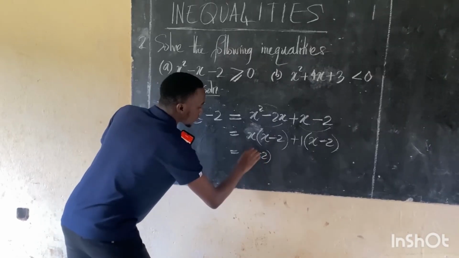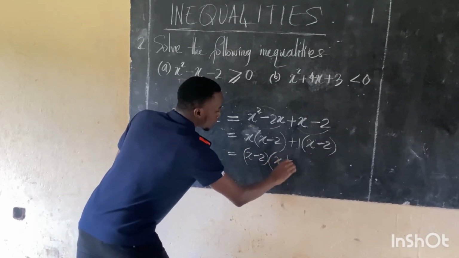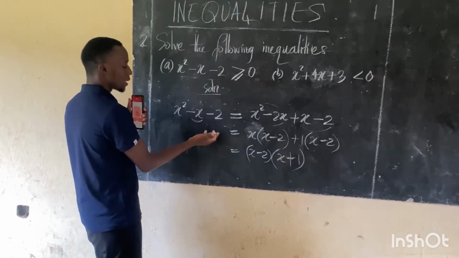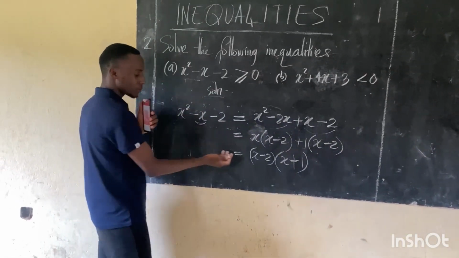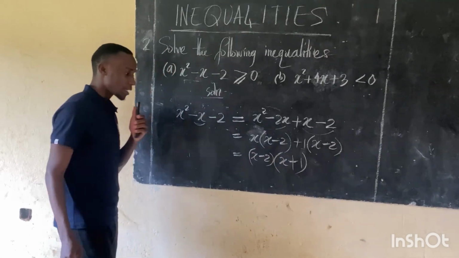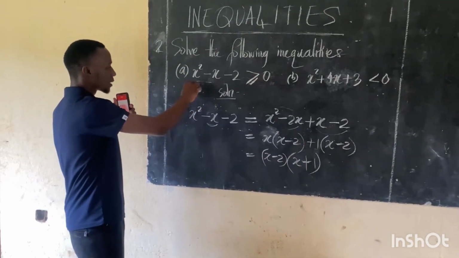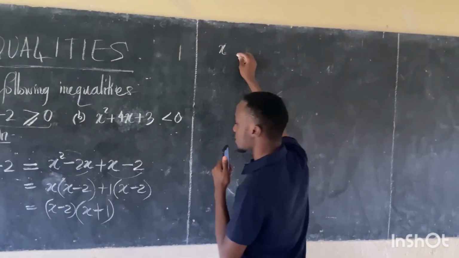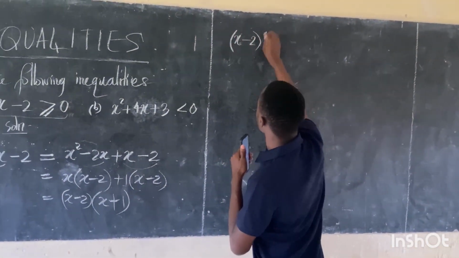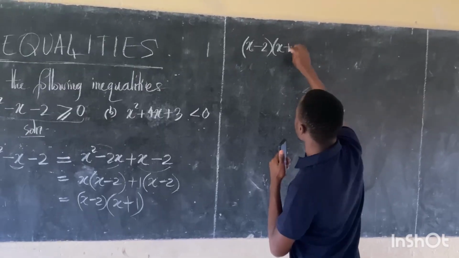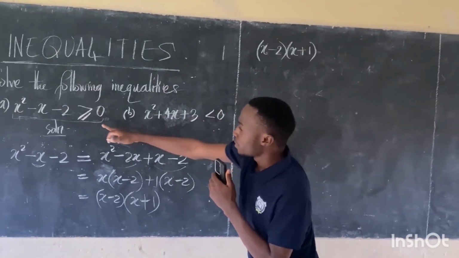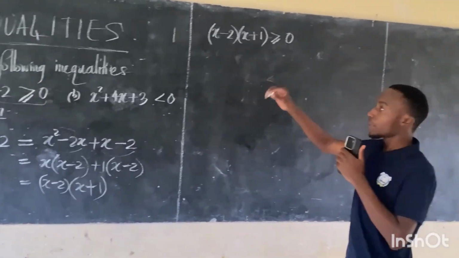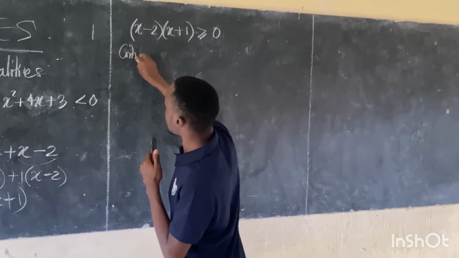So finally we get x minus 2 and x plus 1. So we have seen that we can express this quadratic expression in terms of its two factors. So our problem shifts from this one now to x minus 2 times x plus 1 being greater than or equal to 0. And from this step I will get my critical points.